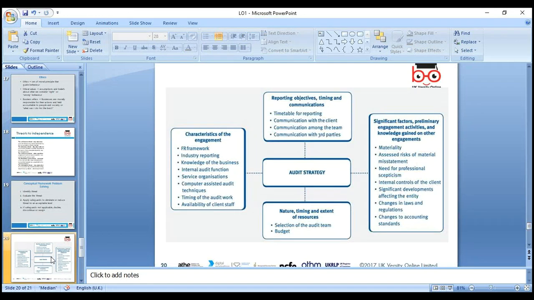Okay, so next we are looking at how the audit strategy can be set up, which we'll go through in more detail in the lesson. First, the characteristics of the engagement. We look at the framework, and we can identify the industry, reporting, knowledge, and internal audit function. All of this we need to consider when we set the audit strategy.